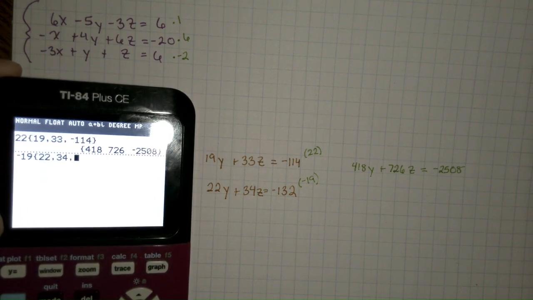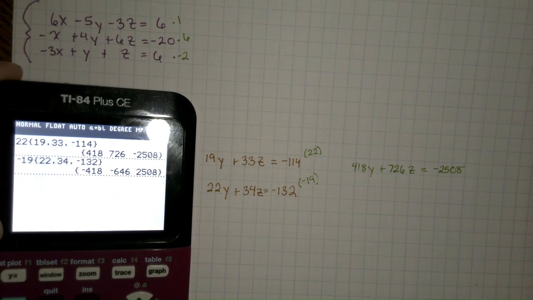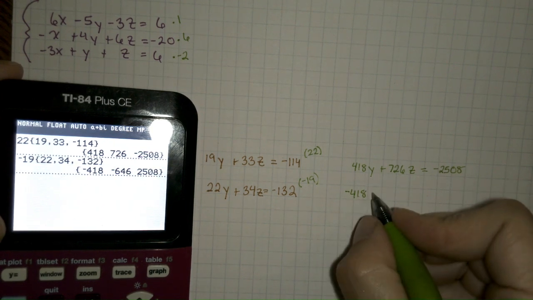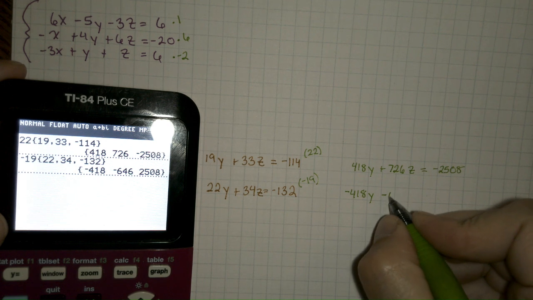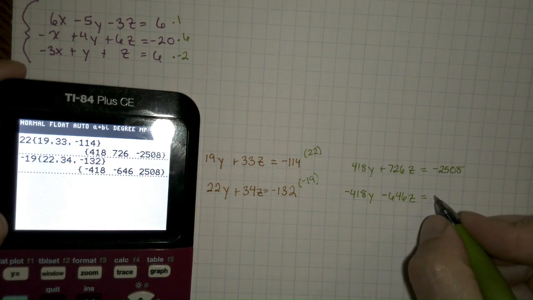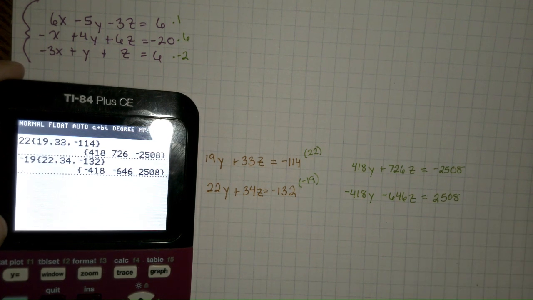22, 34, negative 132, negative 418y. Good, because we wanted them to add to 0, right? Negative 646z, and positive 2,508. Okay.